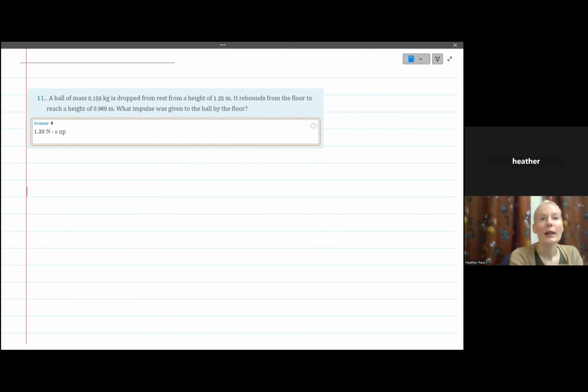So we know that an impulse is force times change in time, but we also know that an impulse is the change in momentum. So we're going to find the momentum on the down, then we're going to find the momentum on the up, and we're going to take that and find the impulse.